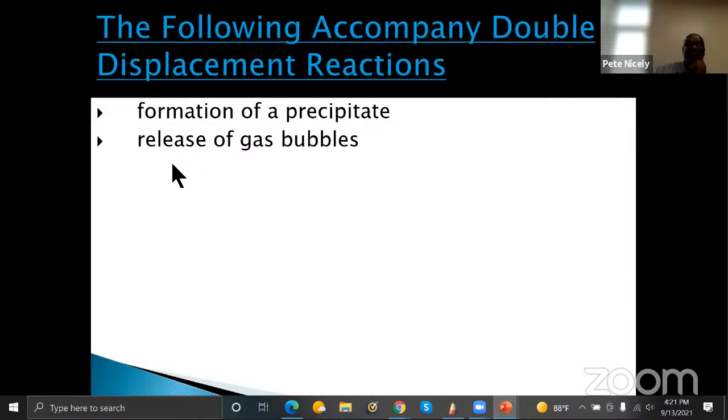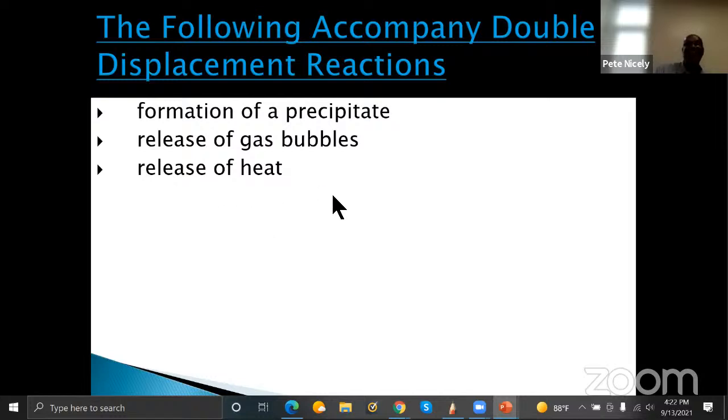Another thing that you'll observe with many double displacement reactions is the formation of gas bubbles, all right? The term we use to describe that, we say that it's effervescent. That's basically a fancy word for saying bubbles of a gas are being formed. And then the third thing that we normally observe in many double displacement reactions, if you don't see a precipitate or don't see any bubbles being formed, then you actually observe a release of heat, all right?